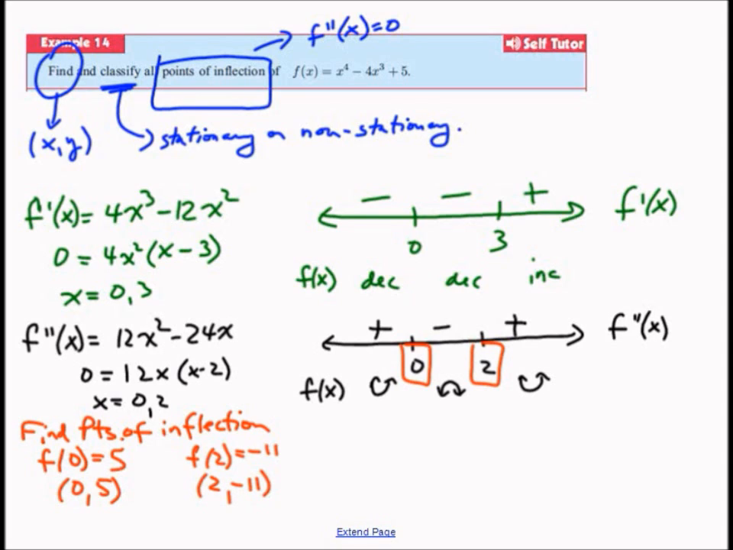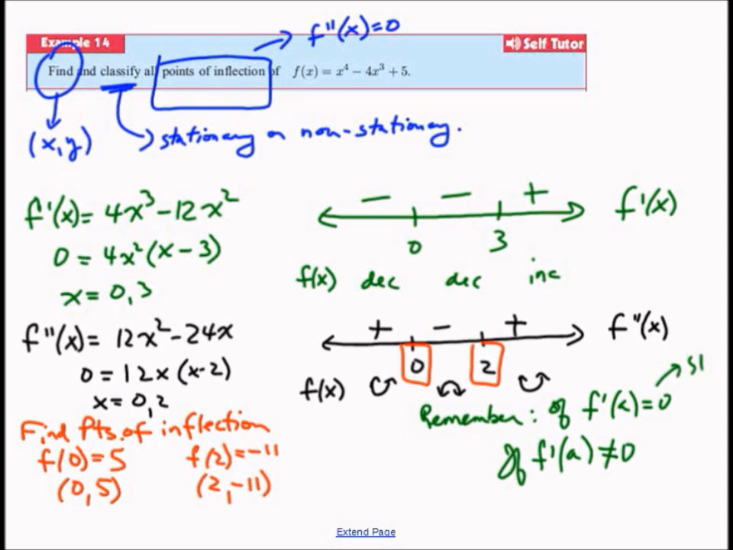So remember, if f dash of a is equal to 0, that will be one situation. If f dash of a is not equal to 0, that will be the other situation. And this one will be a stationary point. This one, a stationary inflection point. This one will be a non-stationary inflection point. So let's test that.